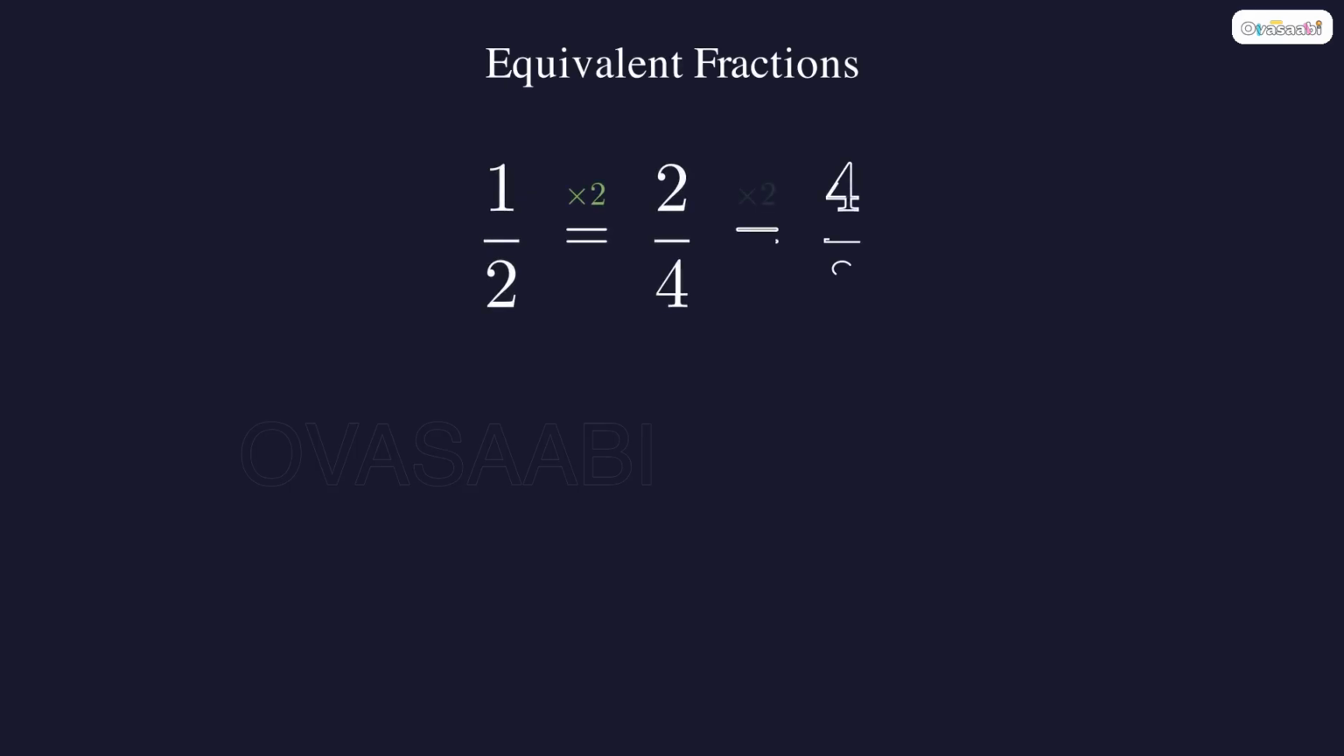Equivalent fractions look different but are equal. Multiply top and bottom by the same number. 1/2 equals 2/4 equals 4/8.